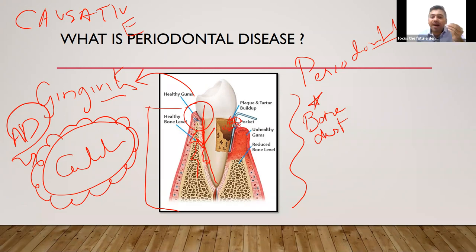How do you remove plaque? By scaling. Okay, by doing supragingival scaling and subgingival scaling. You remove the plaque and everything, and you provide a good environment around the tooth so that these tissues can heal and they can adapt back to the tooth surface.